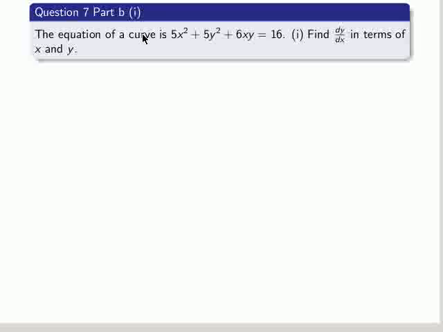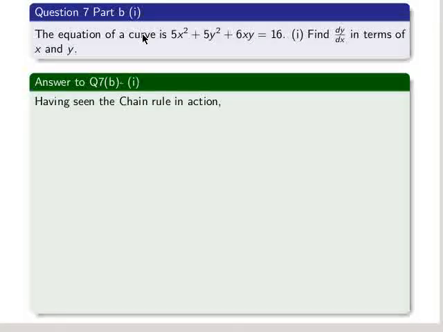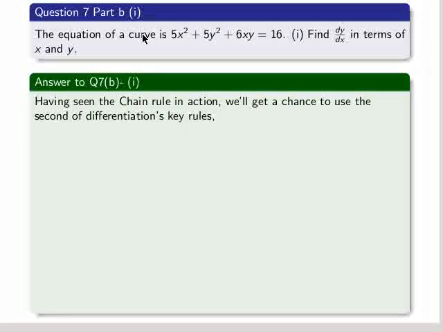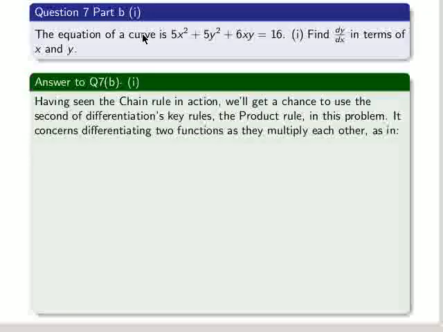Okay, the equation of a curve is 5 times x squared plus 5 times y squared plus 6xy equals 16. Find dy dx in terms of x and y. Having seen the chain rule in action, we get a chance to use the second of differentiation's key rules, the product rule, in this problem.